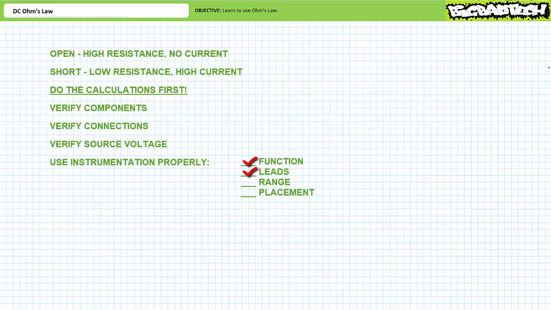Leads. Put your leads in the correct place. For voltmeter and ohm meter mode, the leads go in one place, and in ammeter mode, they go in a different place. Of note, customarily the red plug goes into a red hole and the black plug goes into a black hole. You would be surprised how many people mess this up under stress.